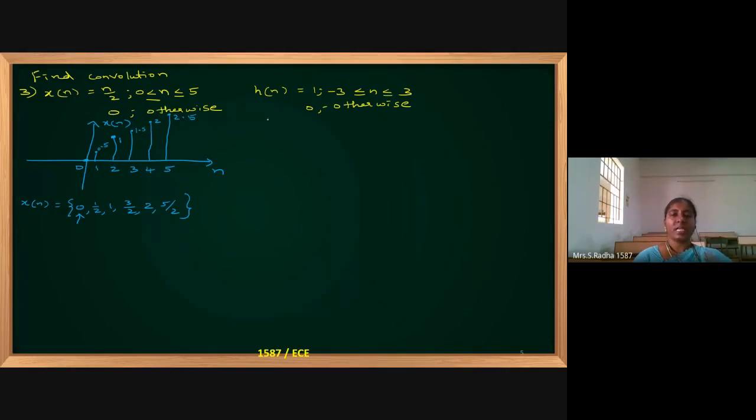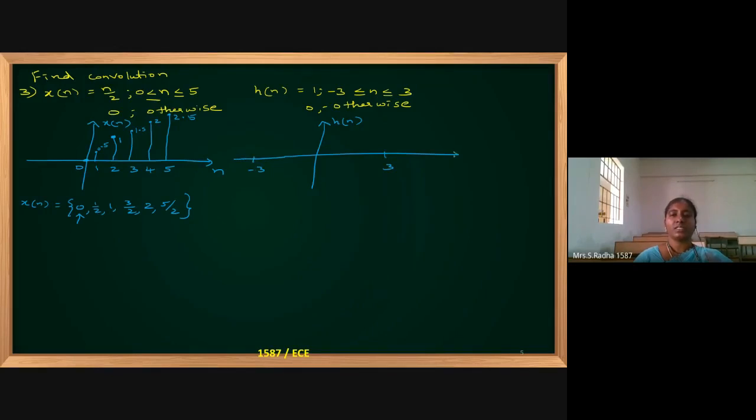Now coming to the second signal. If you draw the diagram for h of n, in the first sequence, for all other points the height is 0. You can see it is a limited sequence. For all other points the height is 0. And now for the second sequence, the signal exists from minus 3 to plus 3.